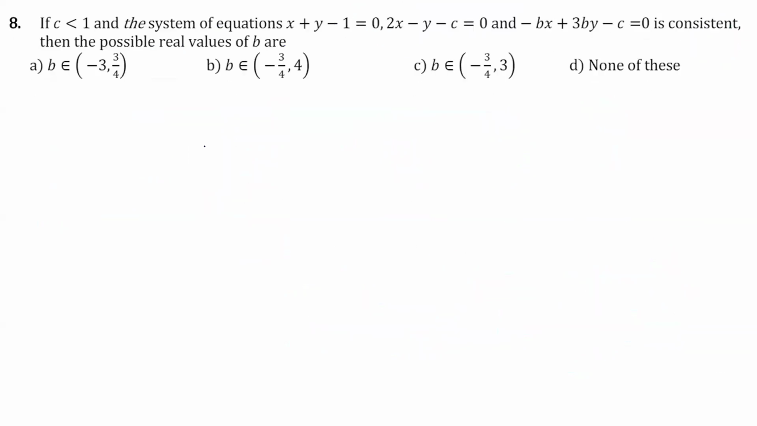Let us move to question number 8. The system of equations, this and this, is consistent. You can see that this is a homogeneous equation, meaning trivial solution and non-trivial solution also may be present. So here we will try to find the determinant value, putting it to 0, and then the relation between A, B and C. Yes. So let us start the question.